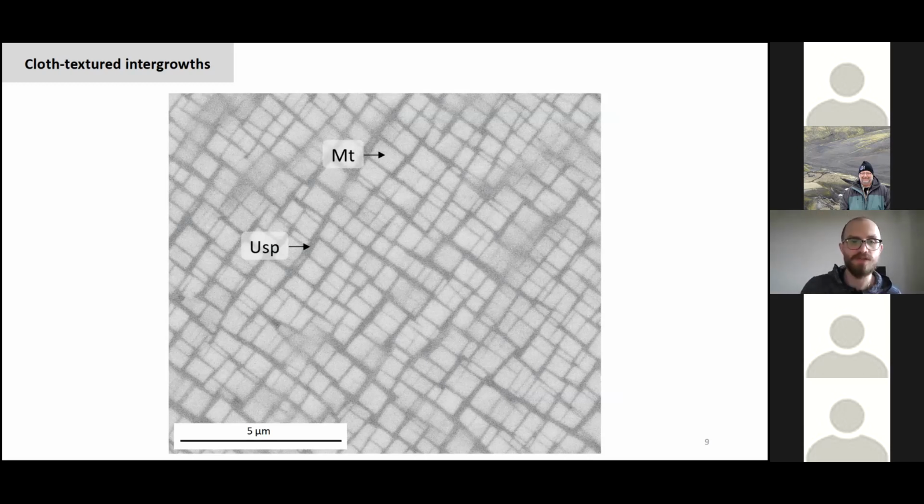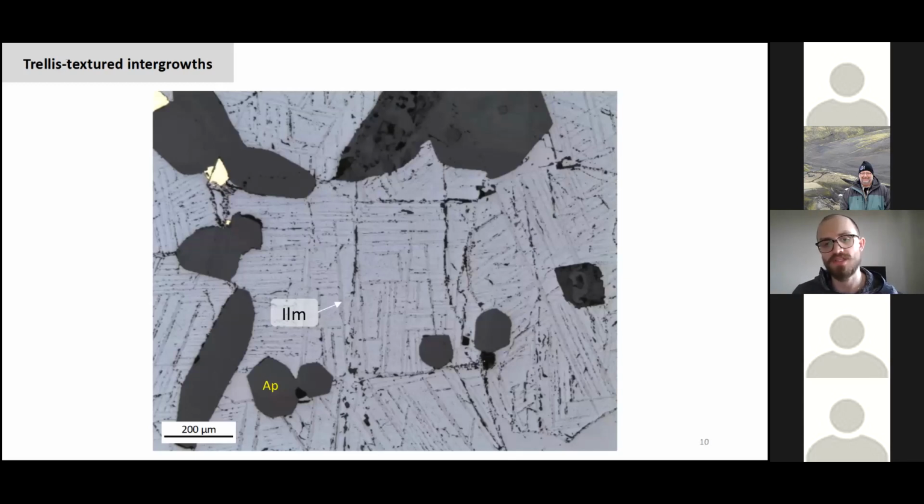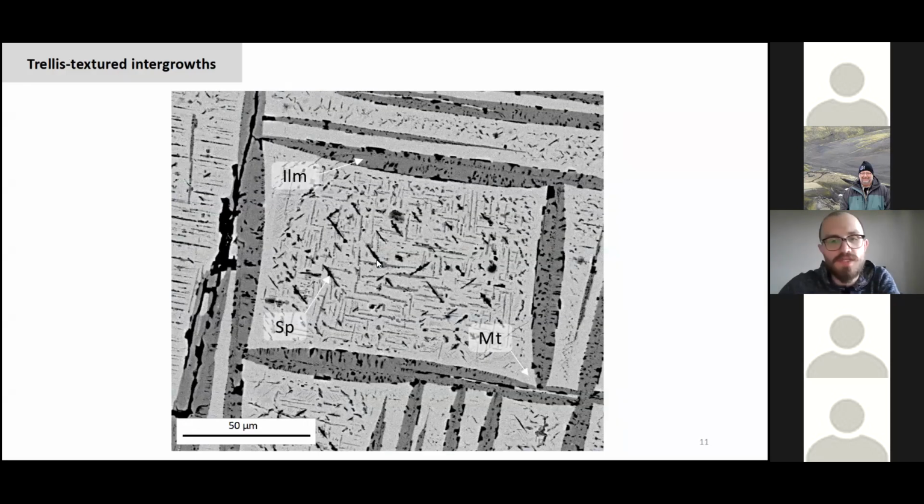Now, on the other textural extreme, we have these trellis textured iron titanium oxides, which you can see here contain these coarse lamella of ilmenite in a matrix of magnetite. But zooming in a little bit again, you can see that it's a little bit more complex than that. They also contain these finer lamella of trellis ilmenite, as well as these blades and amorphous, I guess, blobs of spinel.